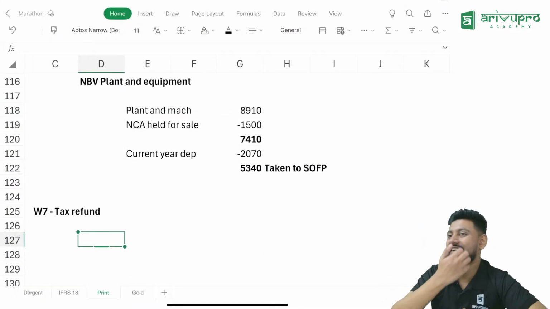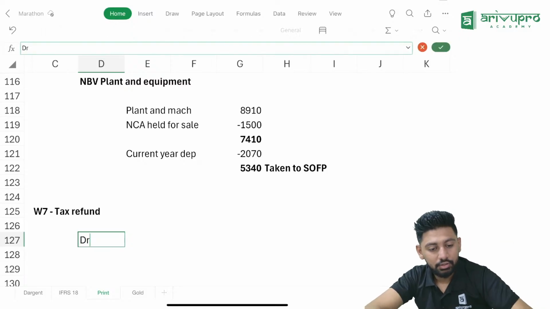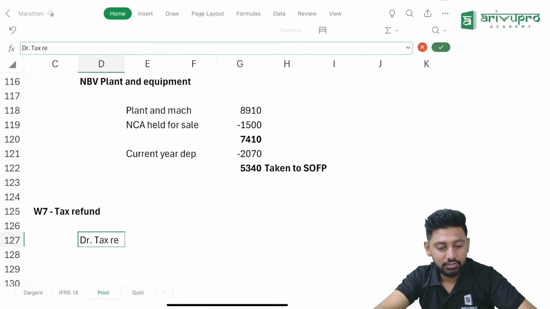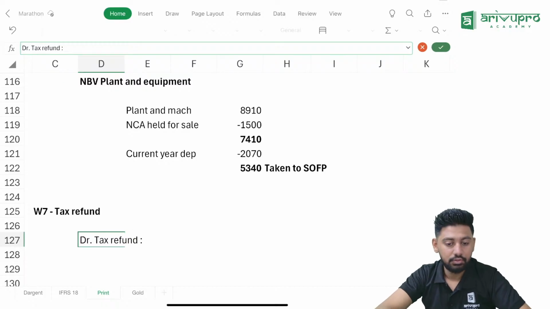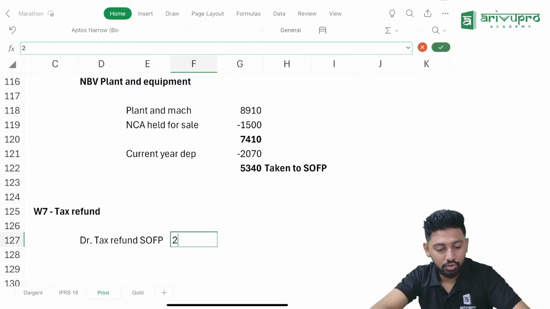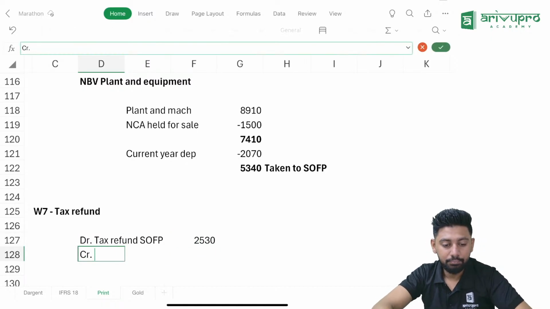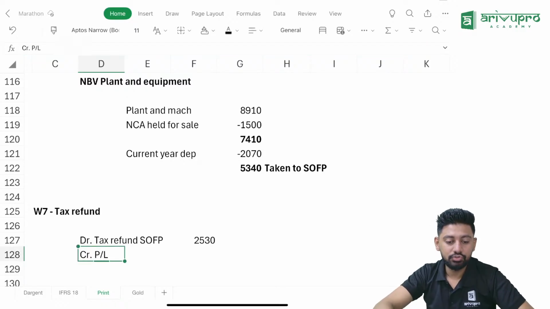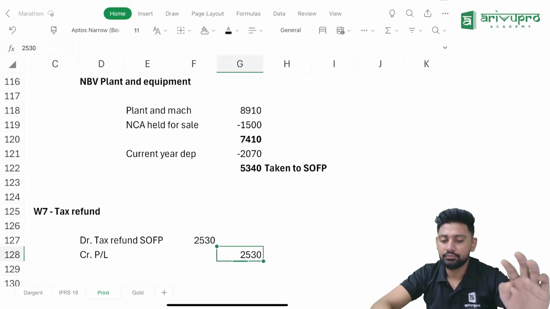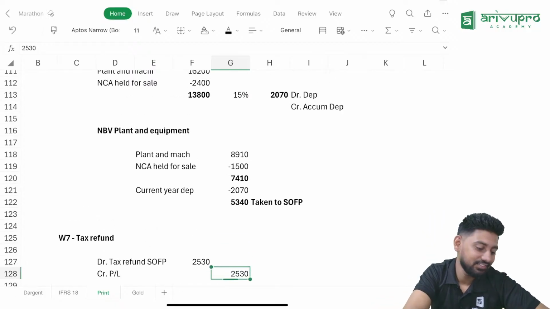So you're not going to take it as a payable, instead you're going to take it as a receivable. So debit tax refund in your statement of financial position, 2,530, and then credit your P&L, 2,530. That's it. We are done with all our work.